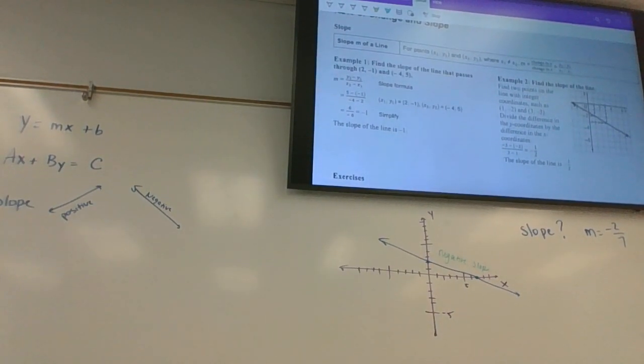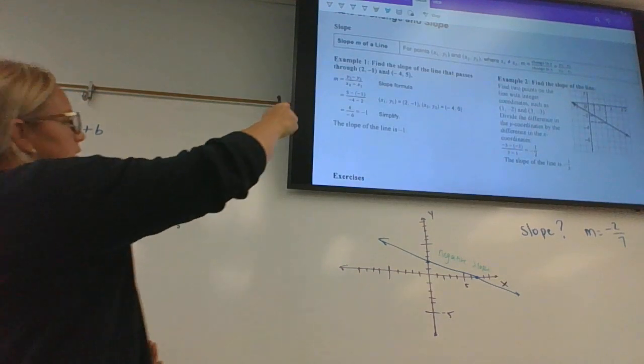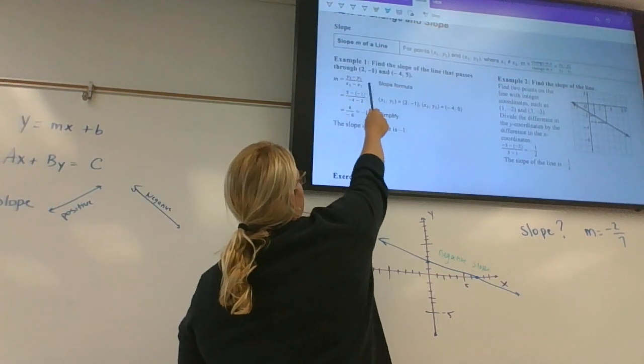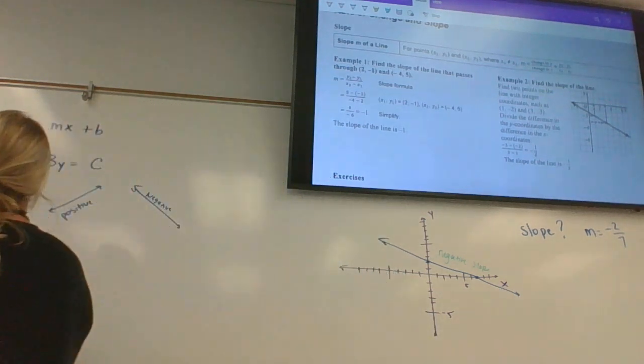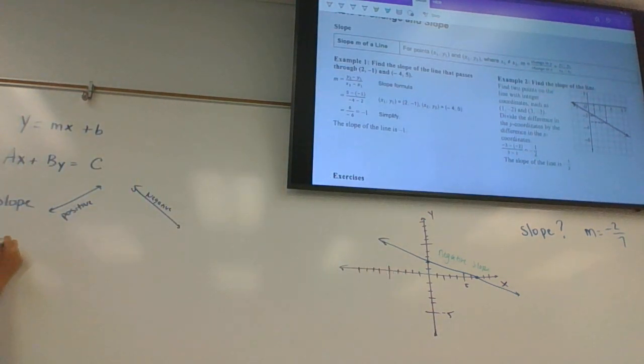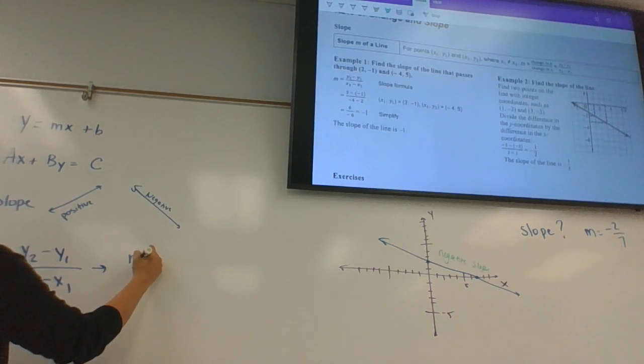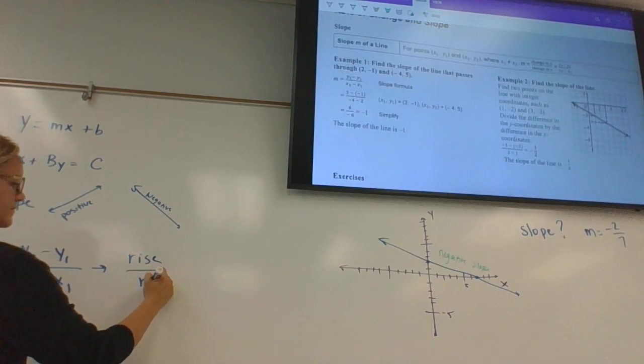You got the slope of the line there. This is the equation that you'll be familiar with, so you have to memorize that. You might want to highlight it if you need a reminder. It's y2 minus y1 over x2 minus x1. And what that is, is rise over run.